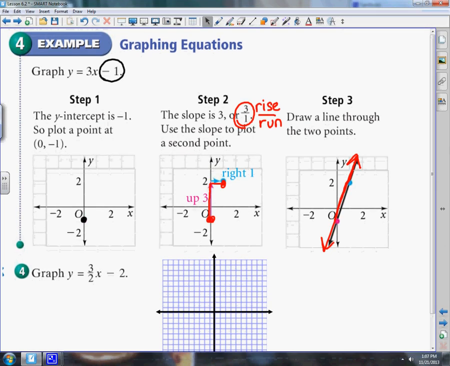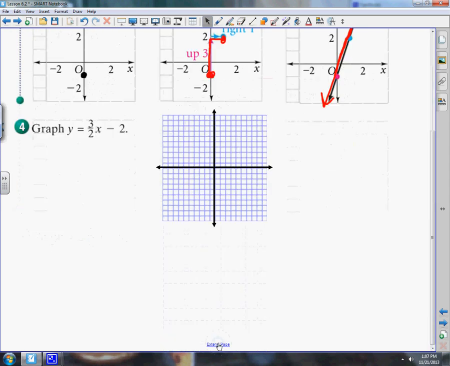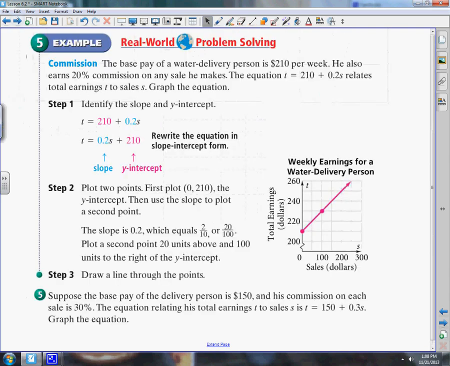So try this problem here. Okay, so my y-intercept is negative 2. So I go down to negative 2 and I make a dot. My slope is 3 over 2. So I'm going to rise 3, 1, 2, 3, and then I'm going to run 2, and then I'm going to make a dot, and then I connect my 2 points. And there you go. Easy.